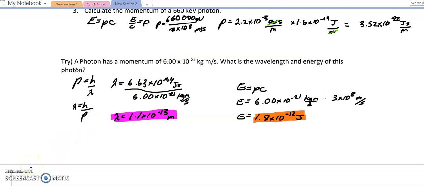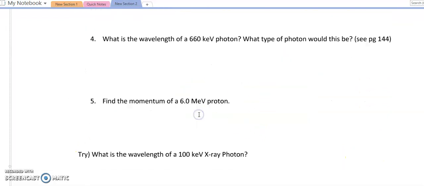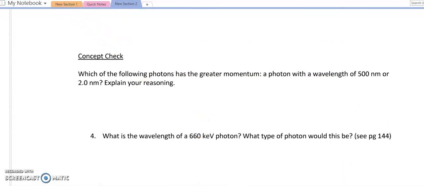Anyway, that's it for part 1. Actually, we'll do one more before we move on to part number 2. Let's take a look at this concept check question. Which of the following photons has a greater momentum? One with 500 nanometers wavelength, or 2 nanometers?